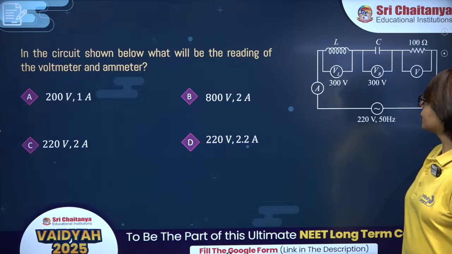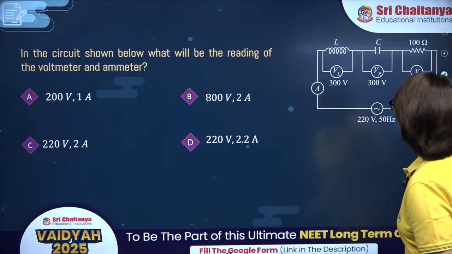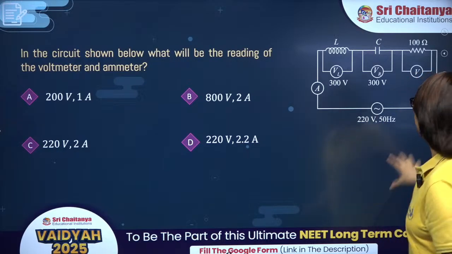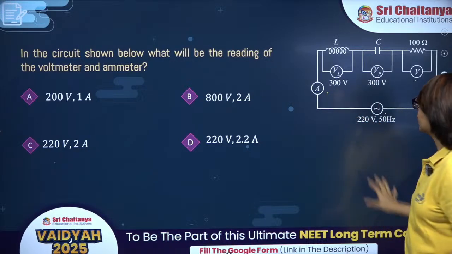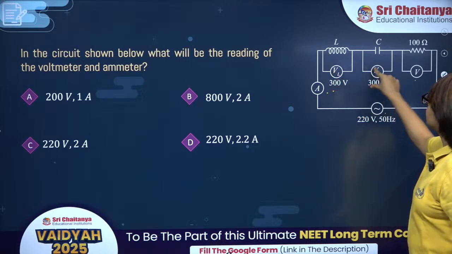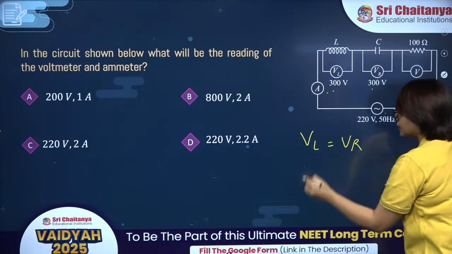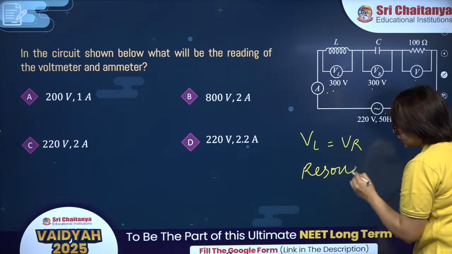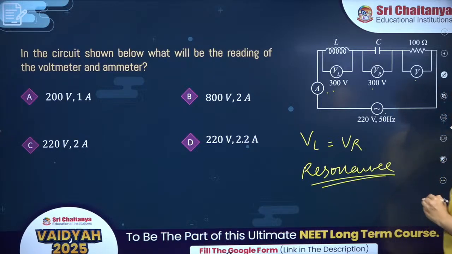Chaliye, let's try this one. This is from alternating current. In the circuit shown below, what will be the reading of the voltmeter and ammeter? Voltmeter, ammeter ka reading kya hoga for this circuit? So you can see that VL is equal to VR. If VL is equal to VR, then the circuit is in resonance. The circuit is in resonance condition, right?